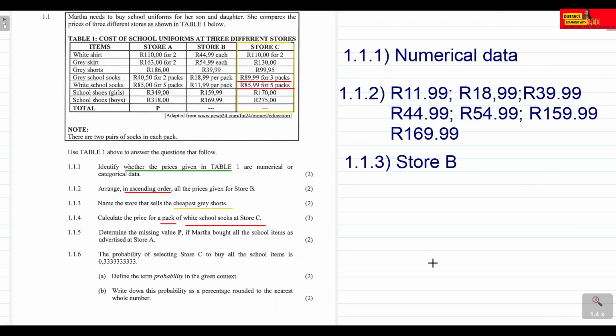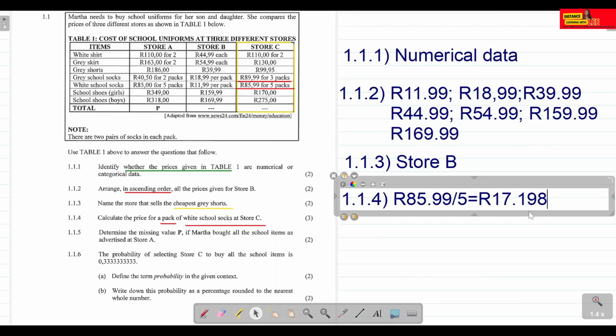Okay, so what we need to do here, we need to take that 85 rand and 99 and we need to divide that by 5 to find out how much it is going to cost for 1 pack. Okay, because we don't want the price for 5 packs, but we want the price for 1 pack. Okay, so we're going to do that. If you take 85.99 and you divide that by 5, you'll get an answer of 17 rand point 198 cents.